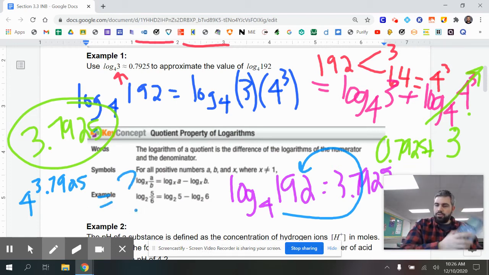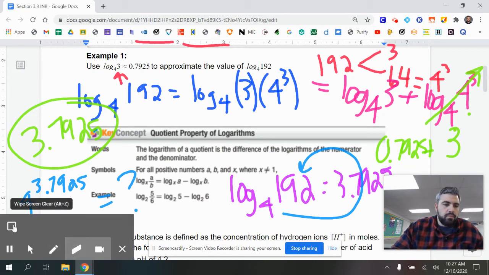So we check that on our calculator. I go to my calculator and I do 4 to the power of 3.7925 and I get 192.004. So it's really, really close to 192. So we know for sure that 3.7925 is the correct approximation for log base 4 of 192.